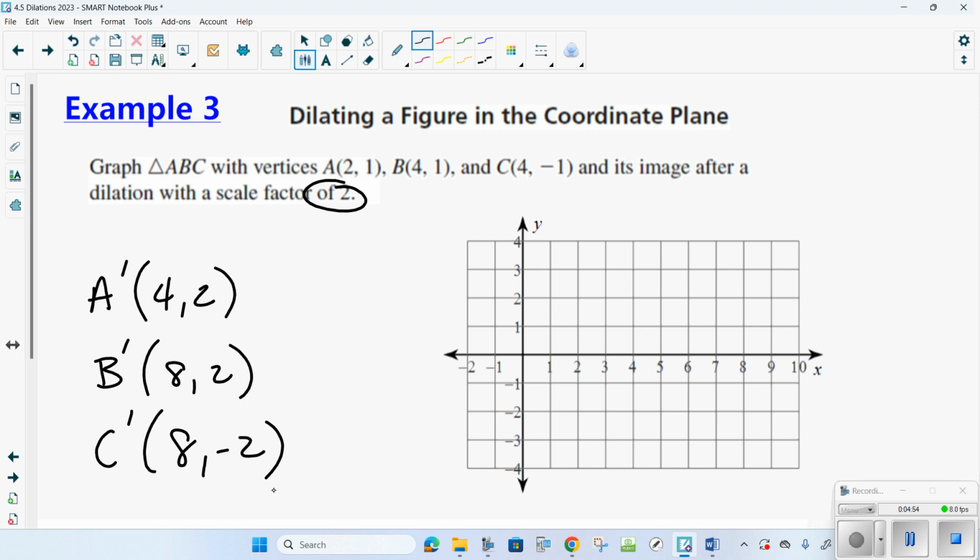And so picking a little color here, I'm going to do the original. So +2, +1.